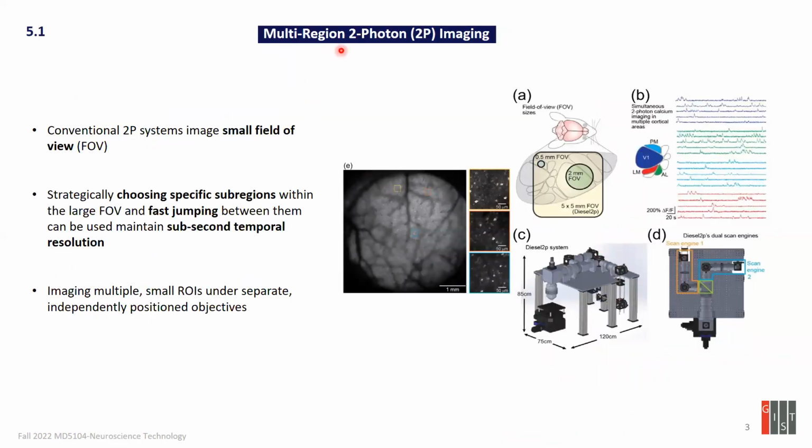Here we introduce a technique called multi-region two-photon imaging. Conventional two-photon imaging systems have small fields of view, up to 1 millimeter square. That's not sufficient for capturing neuronal circuitry dynamics. So we can choose specific subregions within the large field of view and quickly jump between them to maintain sub-second temporal resolution. Here is the Diesel2p microscope that can measure a 5 by 5 millimeter field of view with subcellular resolution, containing on the order of a million neurons.